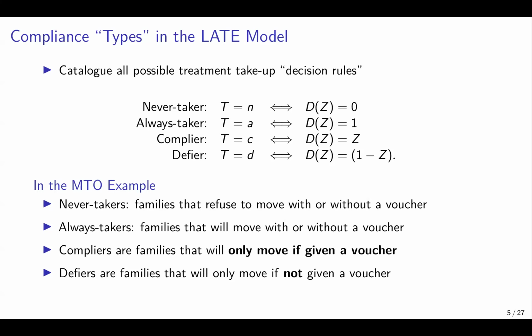So now we're actually ready to make use of these different decision rules to try to understand what IV means in the case where treatment effects are heterogeneous. And the key idea here is that these different families behave in different ways, and it's entirely possible that their treatment effects might be related to the way that they behave. It's entirely possible that the treatment effects for never takers might differ from always takers, that might differ from compliers, and might differ from defiers. And in some sense, that is the problem that we're going to have to solve.